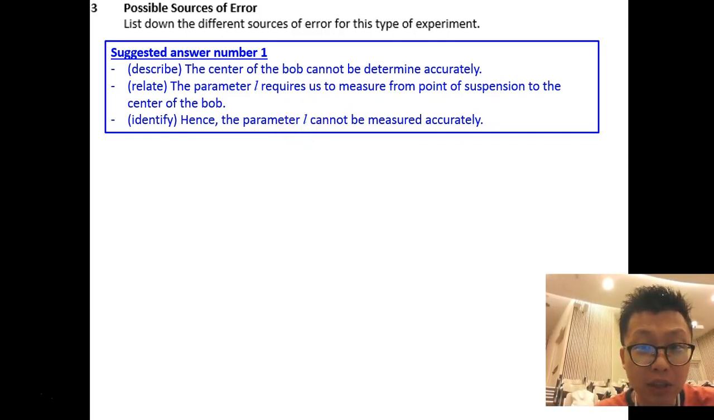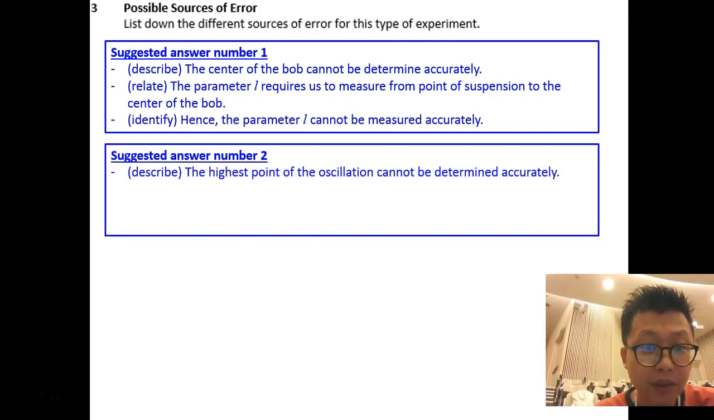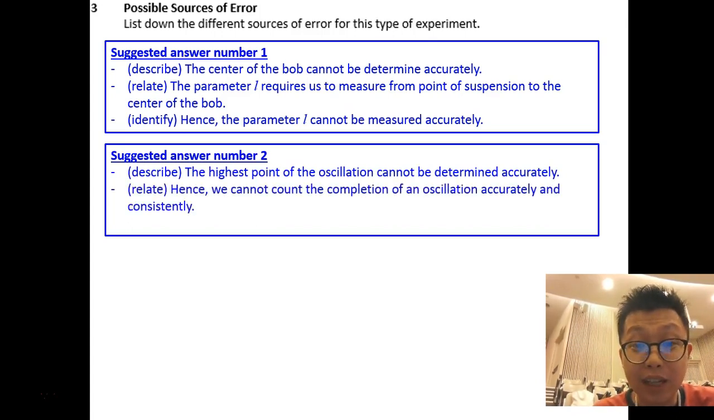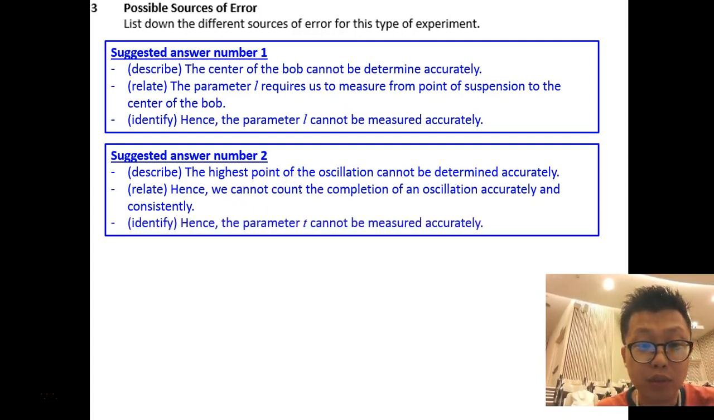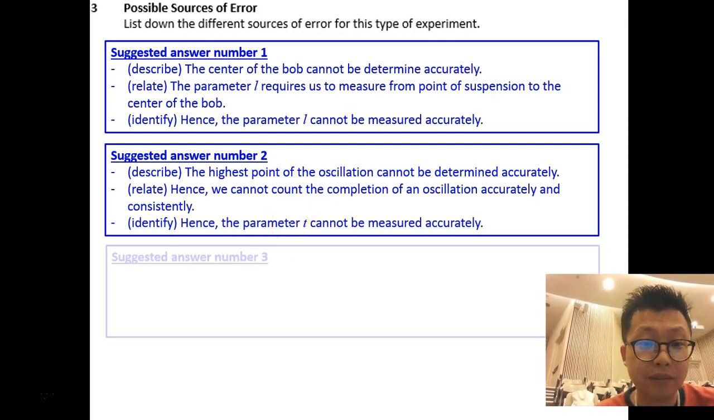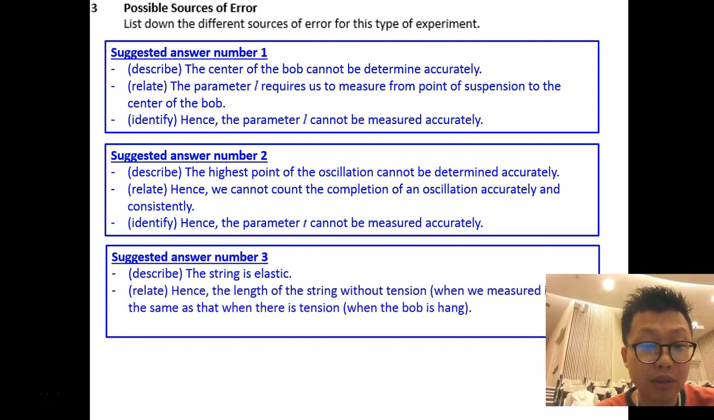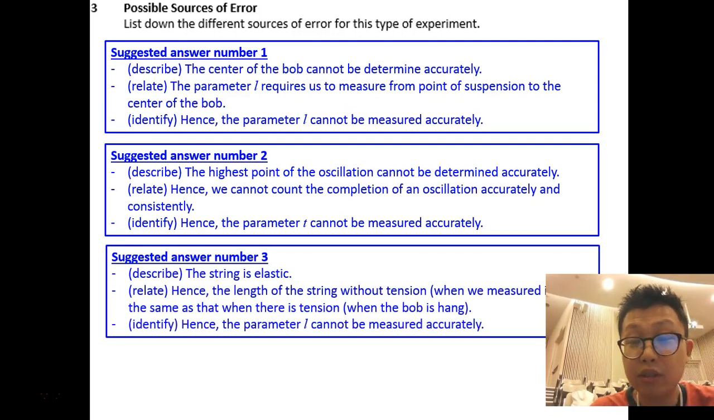Okay, so there are actually two other suggested answers for you. This one, you describe that you cannot identify the highest point accurately, and then you relate why the highest point is an error to the experiment. So that is because you are using the highest point to count your oscillation, right? So because of that, you are unable to count. So finally, identify which parameter is being affected. Okay, same thing for the third source of error.